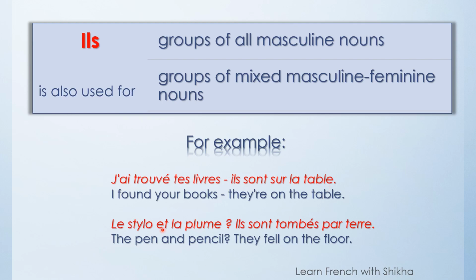Le stylo et la plume, ils sont tombés par terre. The pen and the pencil, they fell on the floor. Here we are talking about two nouns, plural, that is le stylo et la plume. Le stylo is masculine and la plume is feminine. So we are using ils, because with mixed masculine and feminine nouns we use ils. Ils sont tombés par terre.